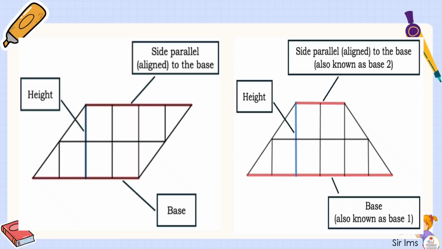So the next figure is a trapezoid. Again, the height is represented by the blue line, and base 1 is the red line below, and then the side parallel aligned to the base we also call base 2, the one on top. So again, base 1 is the bottom part, the longer one, and base 2 is at the top. Okay. So figure 1 is a parallelogram, while figure 2 is a trapezoid.